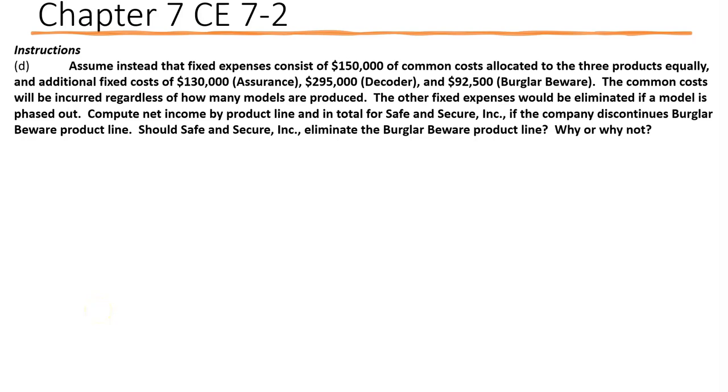So now we're going to change some assumptions. Assume that the fixed expenses consist of $150,000 of common costs, so a lot less common fixed costs than our last example. Our additional fixed costs that are specific to the products are $130,000 for Assurance, $295,000 for Decoder, $92,500 for Burglar Beware. The common costs will be incurred regardless of how many models are produced, just like we saw before, except we just had a higher amount of fixed costs that had to be spread over fewer products.